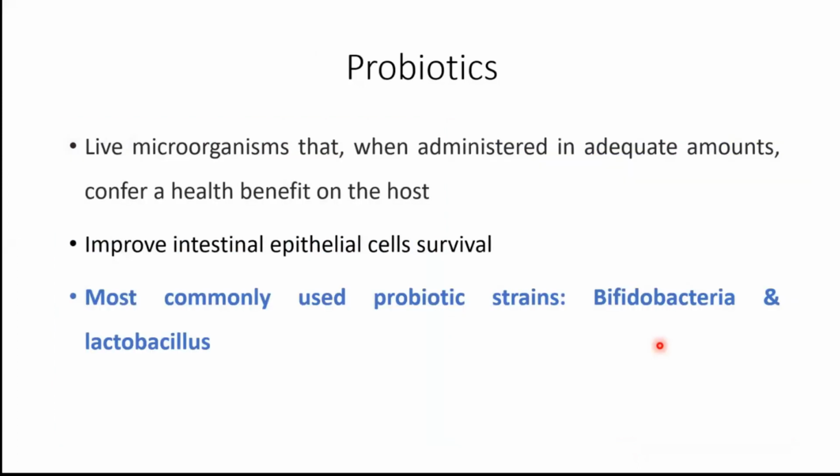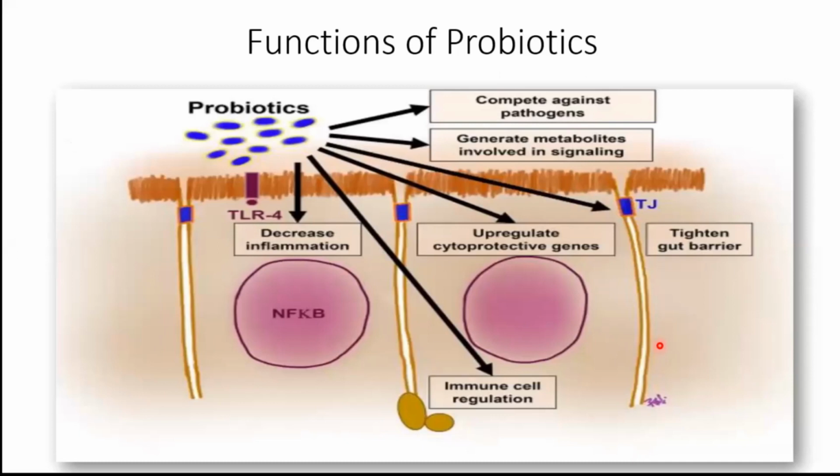And probiotics have been recommended by a 2020 Cochrane review for NEC prevention. Probiotics are live microorganisms that, when administered in adequate amounts, confer a health benefit on the host. The most commonly used probiotic strains are bifidobacteria and lactobacillus. So what are the functions of probiotics in NEC prevention? These decrease inflammation by decreasing activation of toll-like receptor 4 and decreasing NF-kappa B activation, which is a transcription factor for pro-inflammatory cytokines. These also compete against pathogens and generate metabolites involved in signaling, and they also tighten the gut barrier. So these are all the functions of probiotics for NEC prevention.